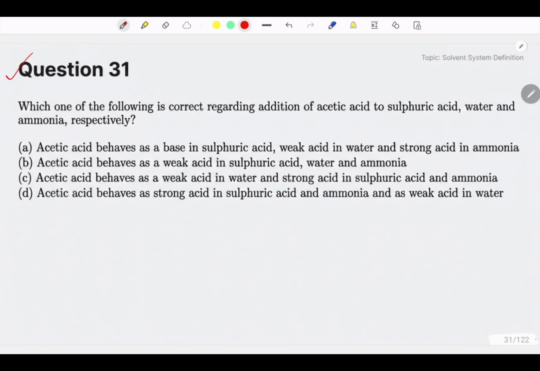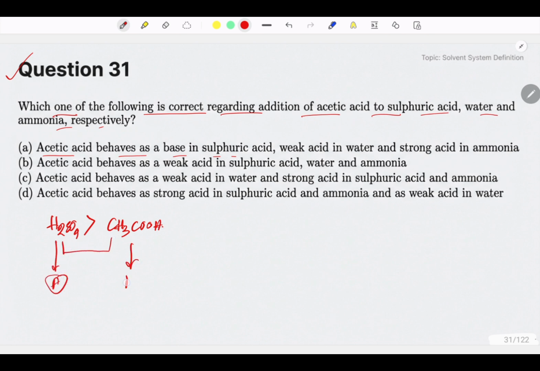In question number 31, which one of the following is correct regarding the addition of acetic acid to sulfuric acid, water and ammonia respectively? So acetic acid behaves as a base in sulfuric acid. That is true, because H2SO4 is a strong acid, then CH3COOH. If we take the mixture of this, this will act as an acid and this will act as a base. So this is a true statement. And weak acid in the water, we know that when we mix this with the water, it acts as a weak acid.